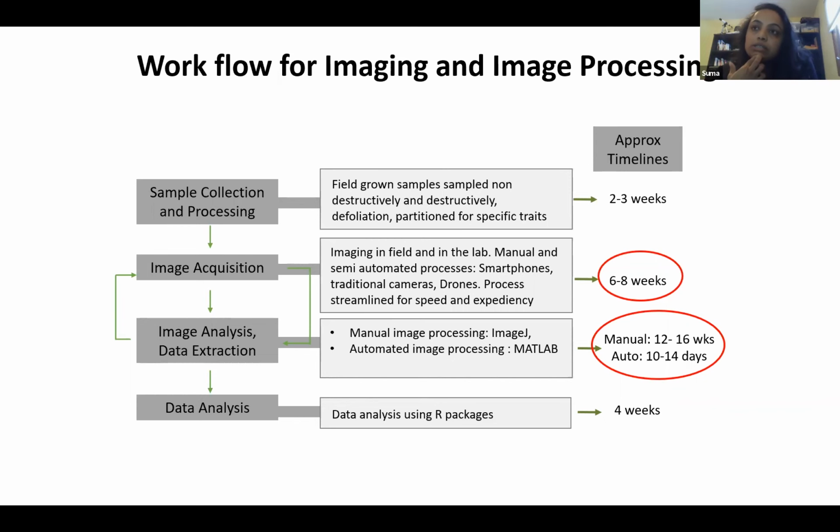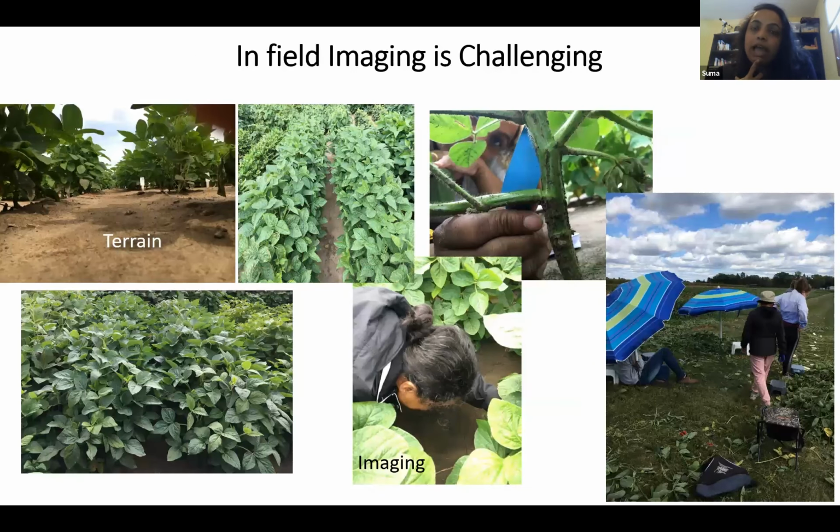Next slide, please. In-field imaging is quite challenging. I just have a few pictures here. I didn't have a lot of pictures of us in the field, but maybe that's for next year. I want you to see the terrain. This is the cleanest terrain I could find.